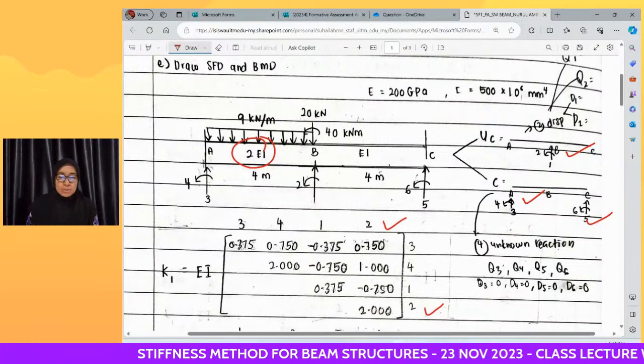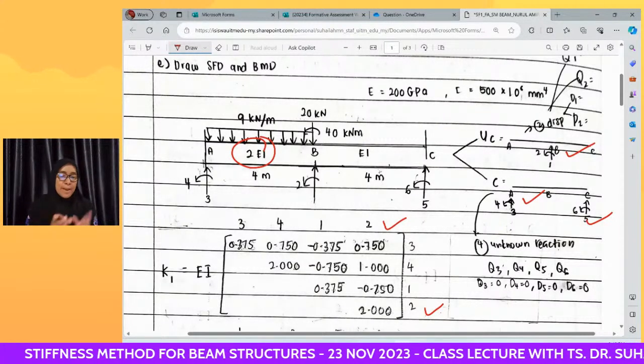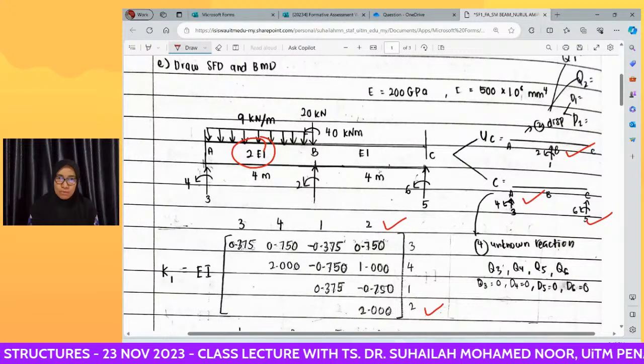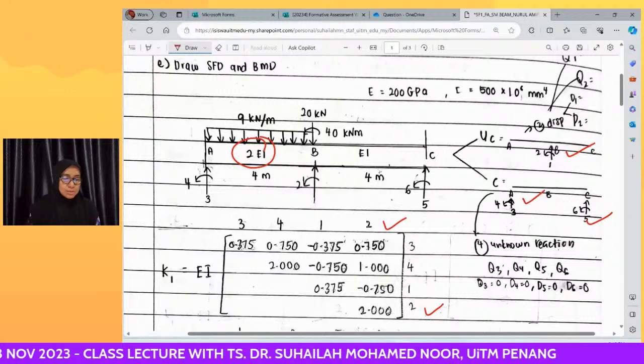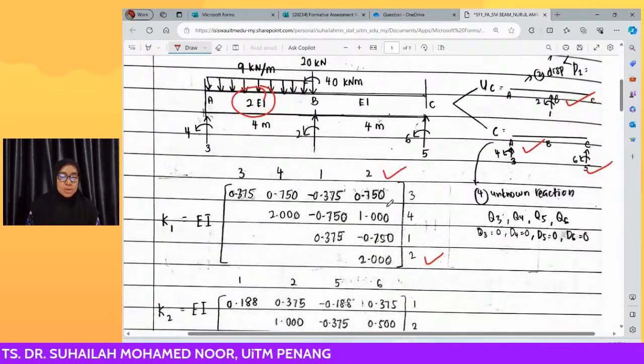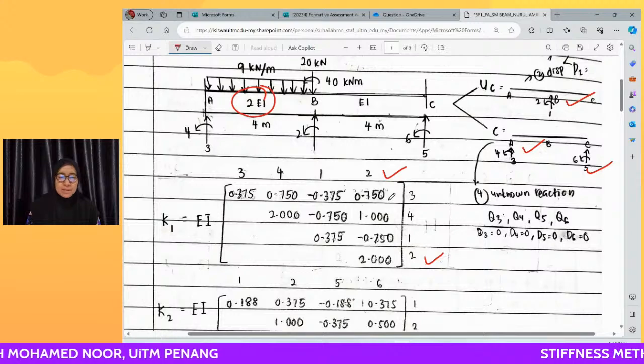Okay, so we will compare this answer with the next student. Don't worry if the label is correct. The answer we will compare with the next student. You just need to calculate based on the formula given.